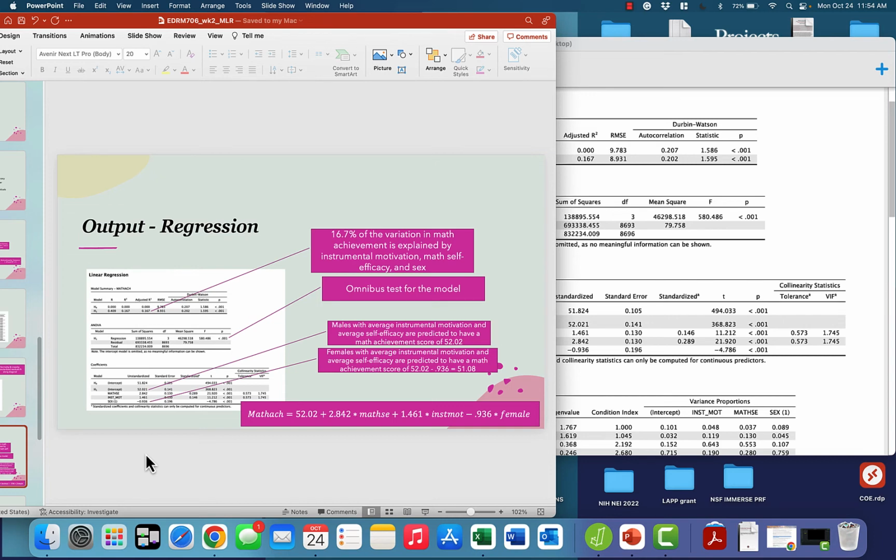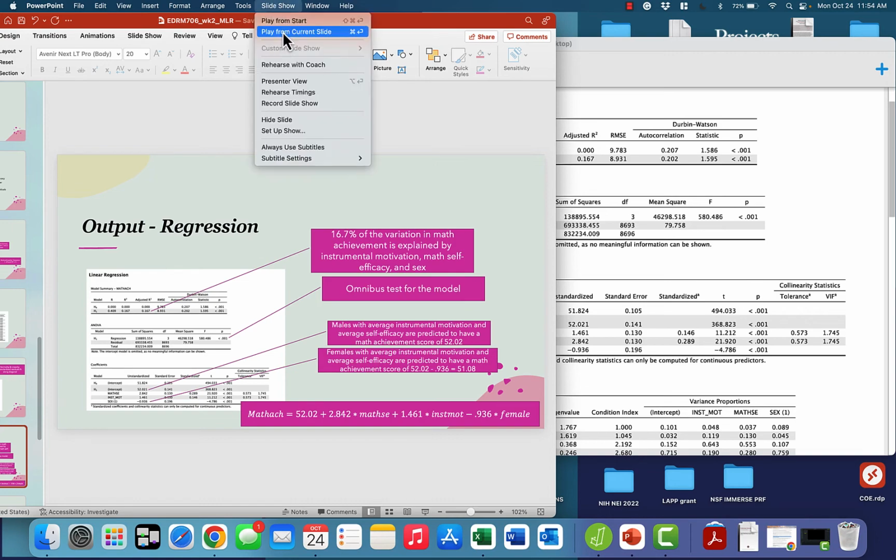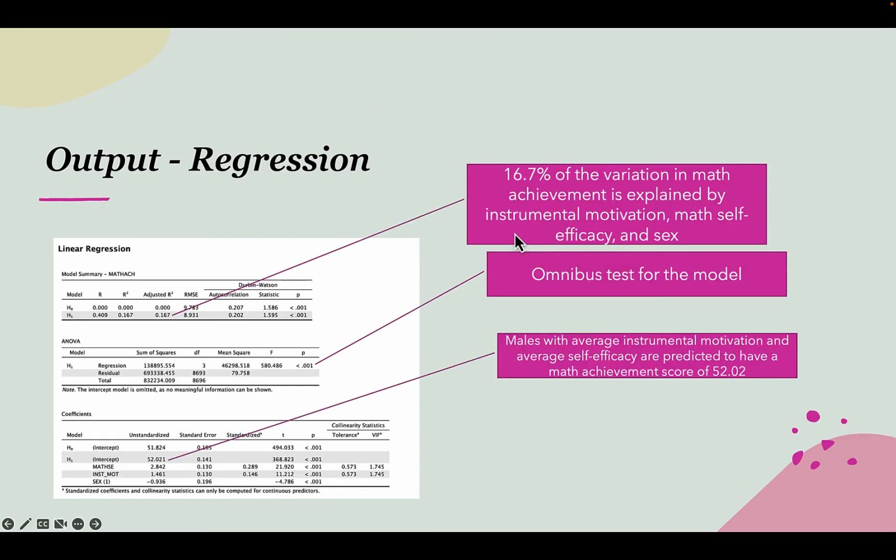What is this saying? This says that males with average instrumental motivation and average self-efficacy, so values of 0 on the motivation and self-efficacy, and here the value of 0 means average. Males with these average values are predicted to have a math achievement score of 52.02.